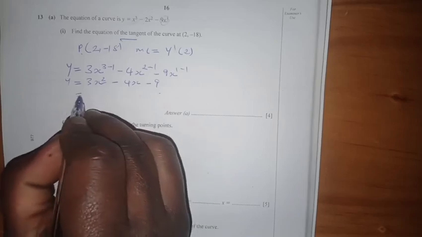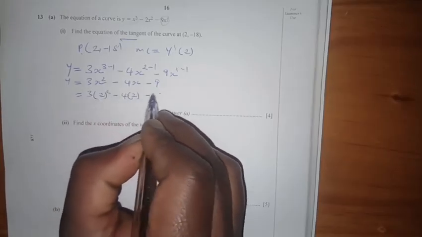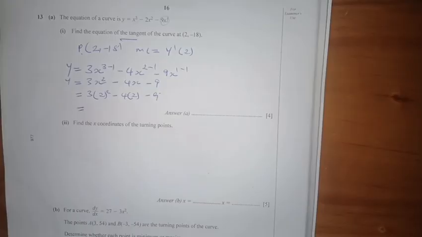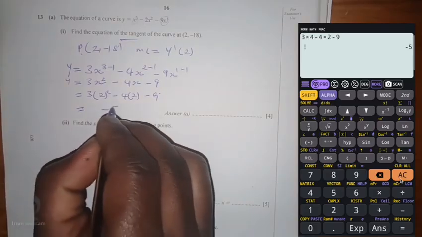Now let's substitute 2 into that equation so that we can find the gradient. It's 3 into 2 squared minus 4 times 2 minus 9. What's the answer? Let's use our calculator. It's 3 times 2 squared, 3 times 2 squared is 12. Minus 4 times 2 minus 9. The answer here is negative 5.